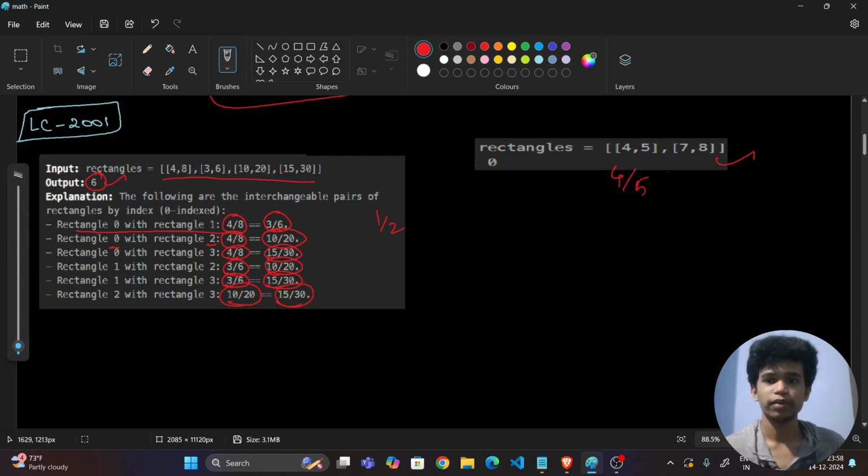Now see this example here. It is 4 by 5 and another one is 7 by 8. Whether it is in the same ratio? No, right? Beyond this, there is no simplification for these two fractions. Now, how to do this?